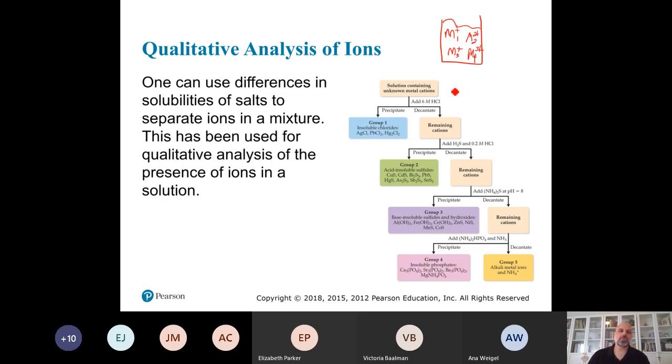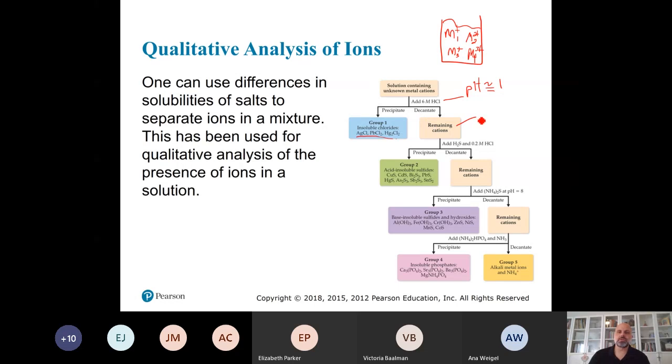What you can do is work through this flow diagram. If you add 6 molar hydrochloric acid solution, you do nothing except make the solution acidic. 6 molar hydrochloric acid is going to bring the pH down to approximately 1. So what happens? Insoluble chlorides such as silver chloride, lead chloride, and mercury chloride are going to precipitate from solution. If you then separate the precipitate from the solution, you're going to have the remaining cations in solution.